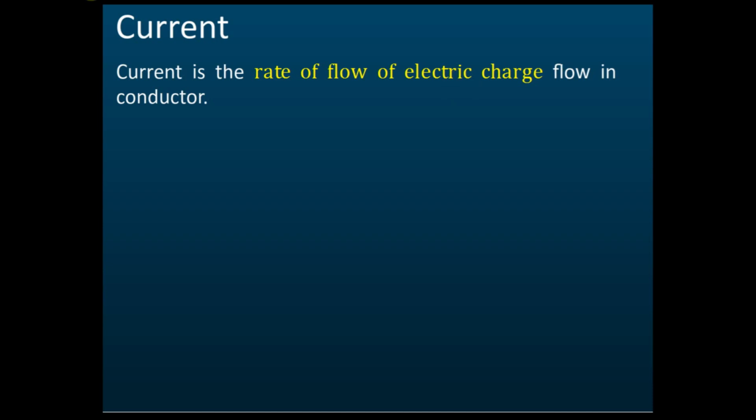Now, first of all, let's see what it means by current, electric currents. When we talk about current, by definition, current is the rate of flow of electric charge in conductors. Cancel the extra word flow, we don't need to have two flow here.